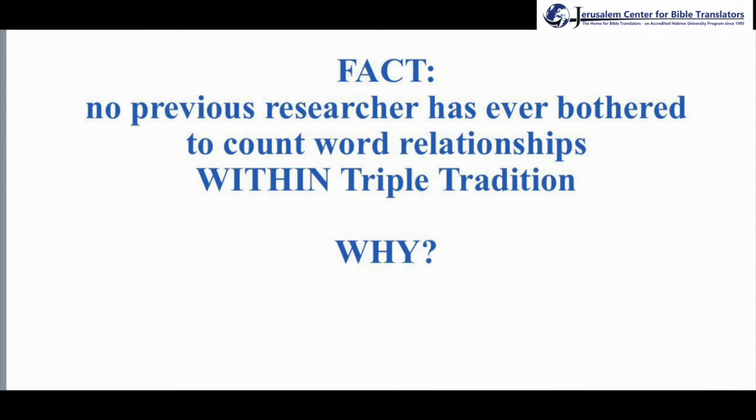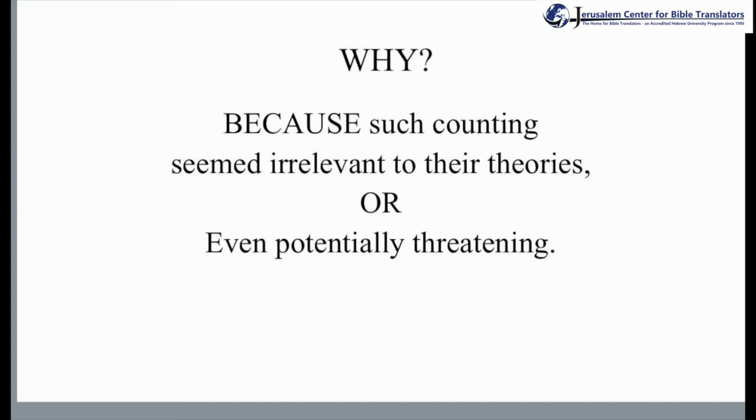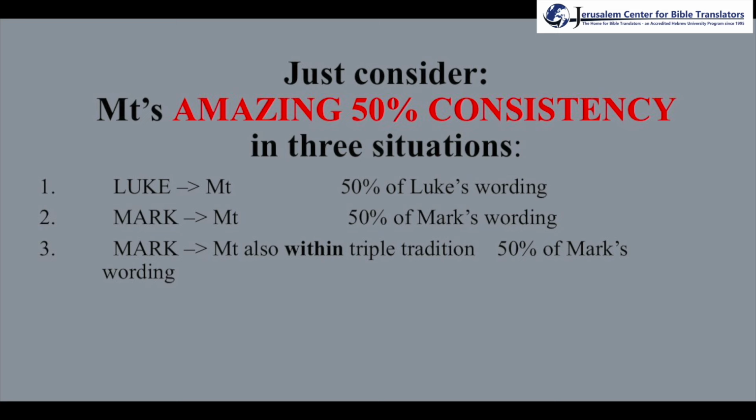So no previous researcher has ever bothered to count these word relationships inside triple tradition. And why didn't they bother? Because such counting seemed irrelevant to their theories or even potentially threatening. Now just consider this, Matthew's amazing 50% consistency in 3 different situations.